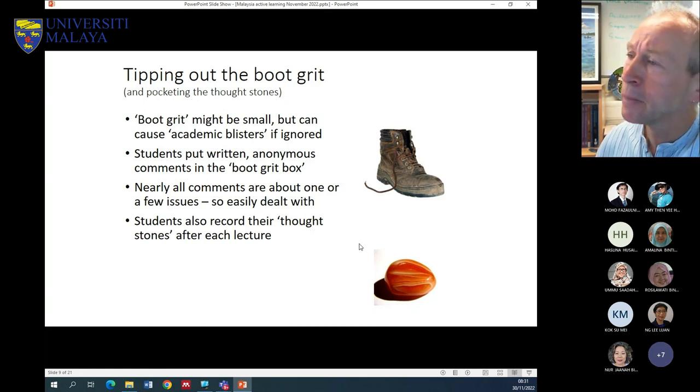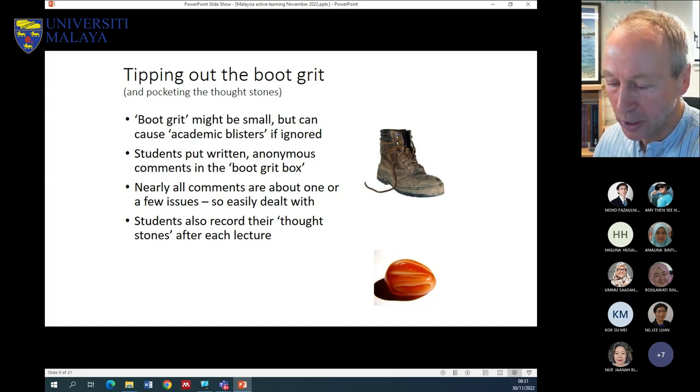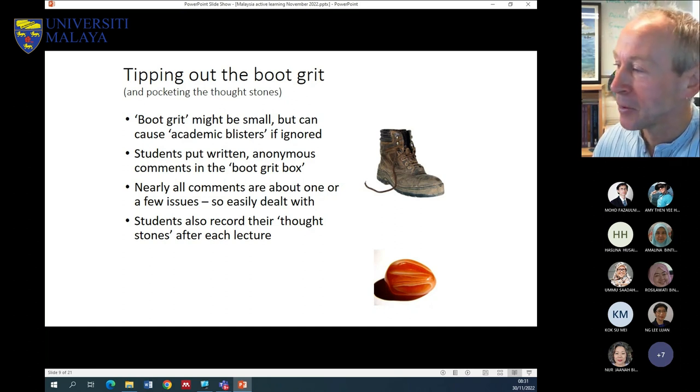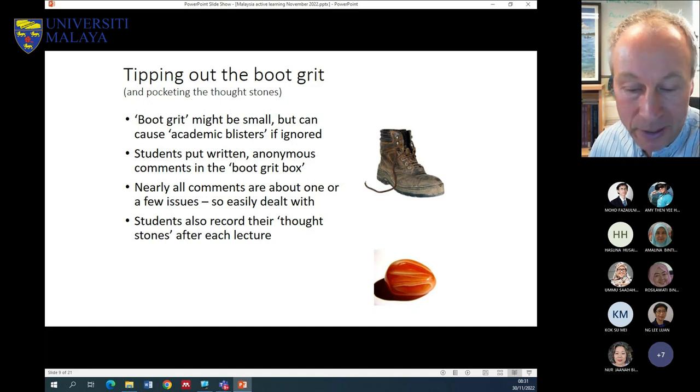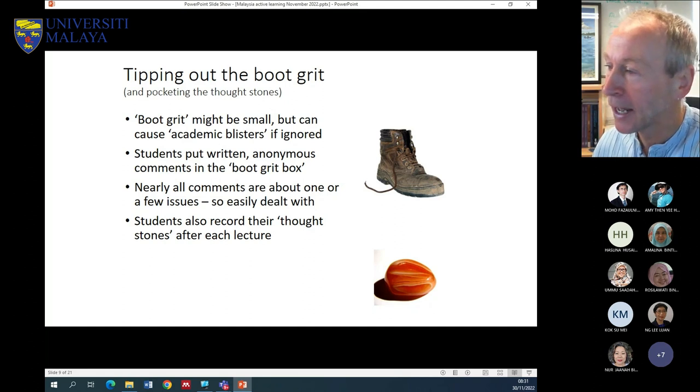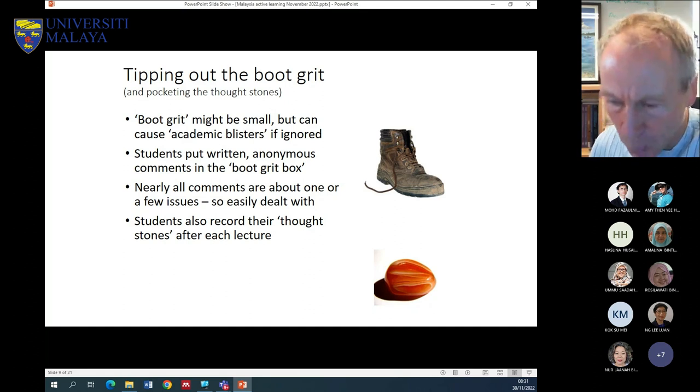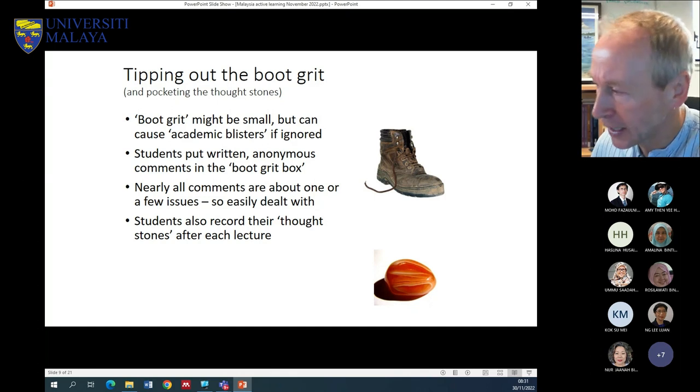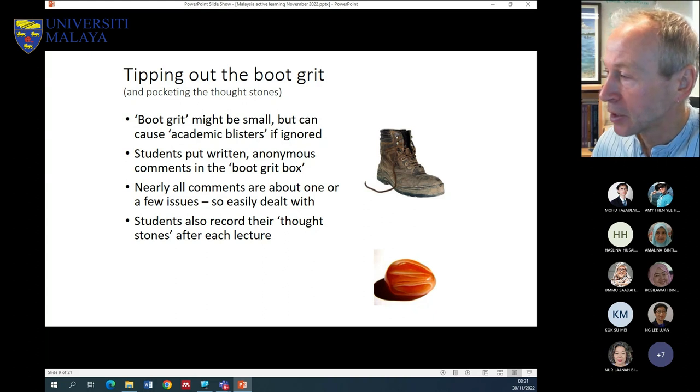And just to make it positive as well, I always like to ask about thought stones. Thought stones are the opposite of boot grit. They're the things that you want to hold on to. So they're those pleasing rounded stones that you might pick on a beach and take with you as a memento of your pleasant walk. And it's great to ask students to just write down what are you going to take from this lecture? What did you really like? It might be an idea, but it might be a feeling. It might be a new person you've met.